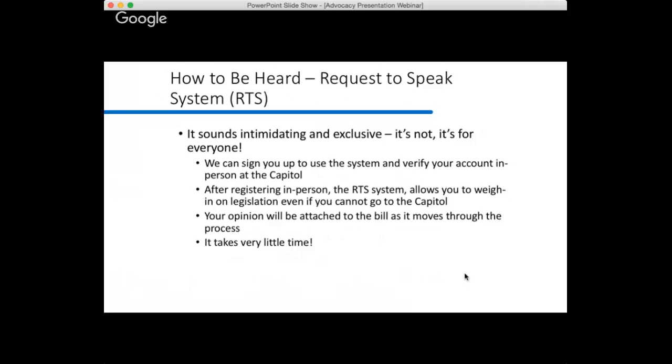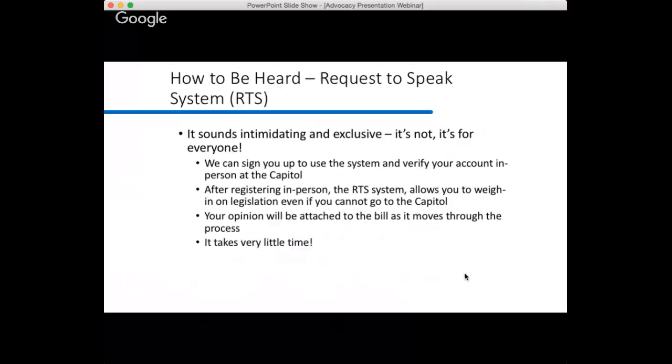So the request to speak system is super easy to sign up for. In fact, we can sign you up for the system and verify your account in person at the Capitol. The one inconvenient thing about the electronic registration is that if you are a new user, you do have to verify your account in person at the Capitol at one of their kiosks. But we have actually been getting people signed up, taking that information, verifying it for folks, and then sending you an email with your login information, letting you know to change your password to something that you will remember so you can use the system during session.